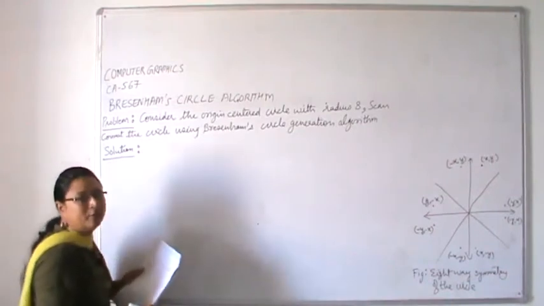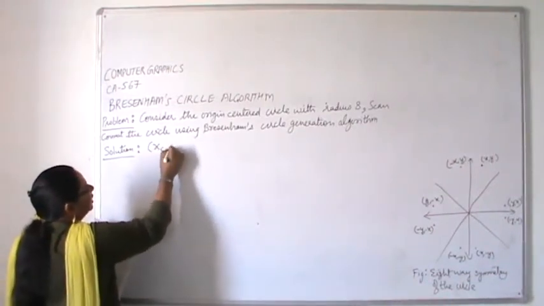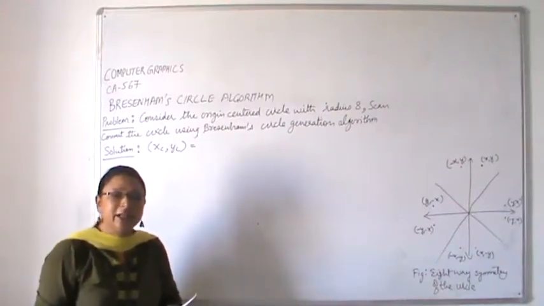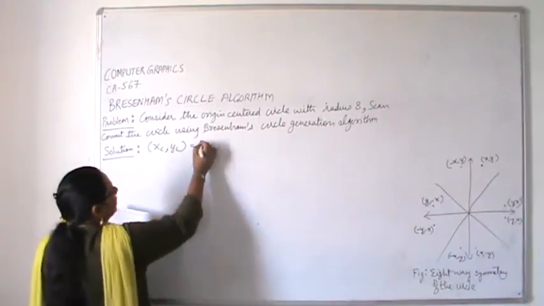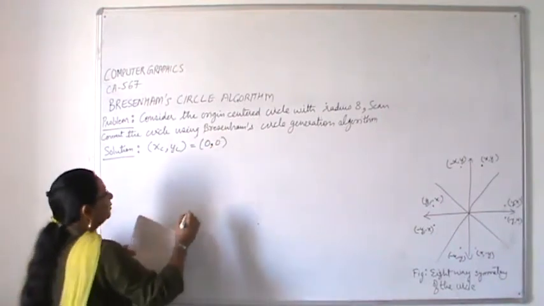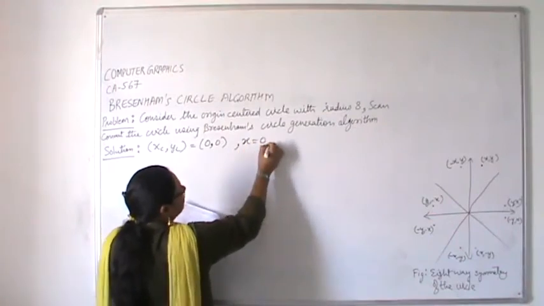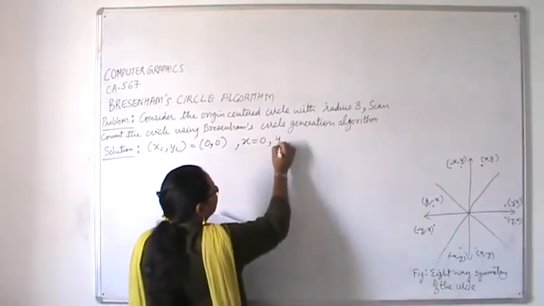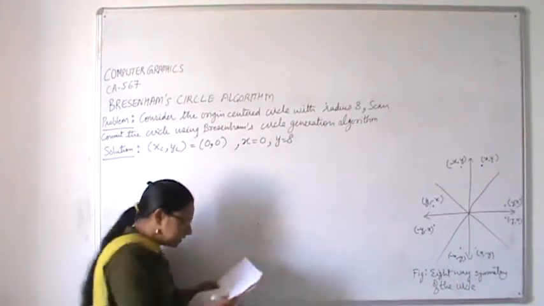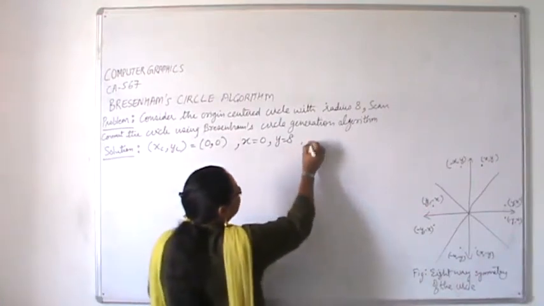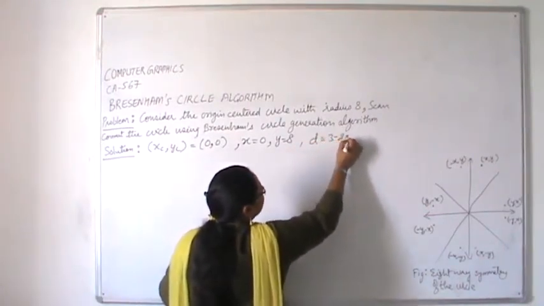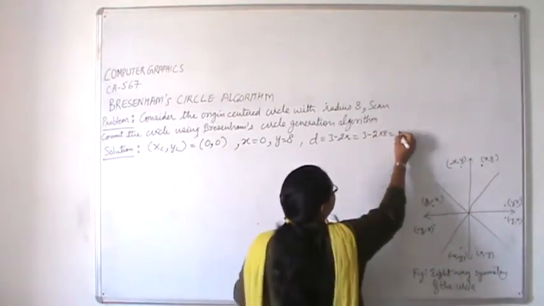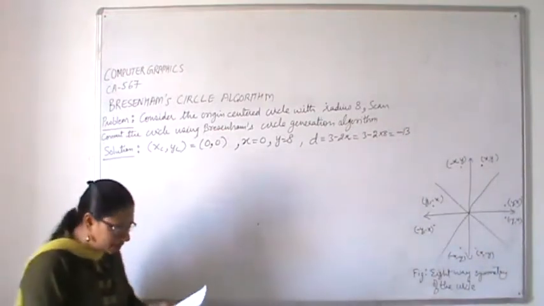That is the first step. We have to set the coordinates of xc, yc. Now in this particular case, as it is given that the circle is at origin, xc, yc is equal to 0, 0. Now we have to set the initial value of x and y. So x is 0 and y is equal to r, that is, in this case, radius is 8. Now we have to calculate the value of d, that is 3 minus 2r, so we will get 3 minus 2 into 8. So the initial value of d is minus 13.